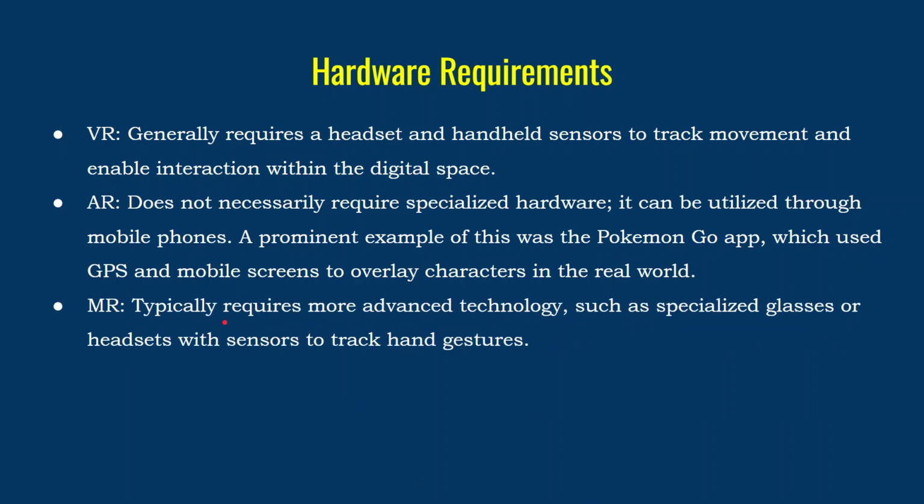And MR typically requires more advanced technologies such as specialized glasses or headsets with sensors to track hand gestures. The specialized glasses are some 3D glasses which make us feel we are seeing things very close, to give the effect of the object we are seeing, and the headsets let us hear the voice in an original manner. So mixed reality needs specialized glasses or headsets with sensors.